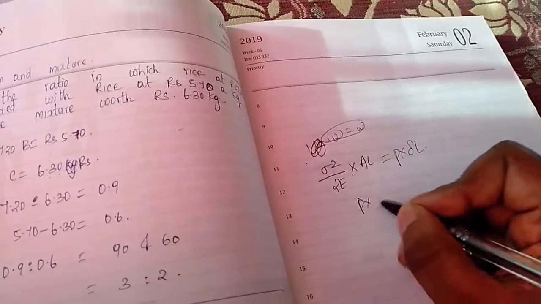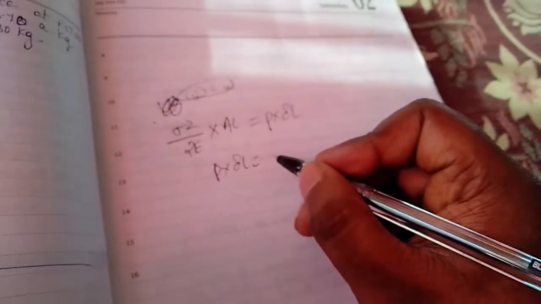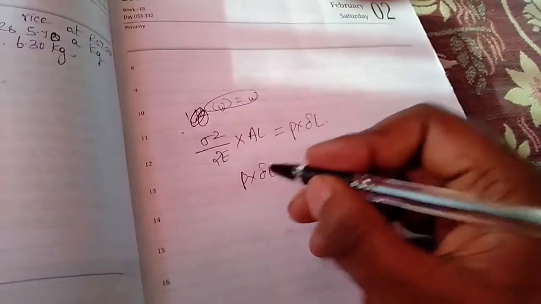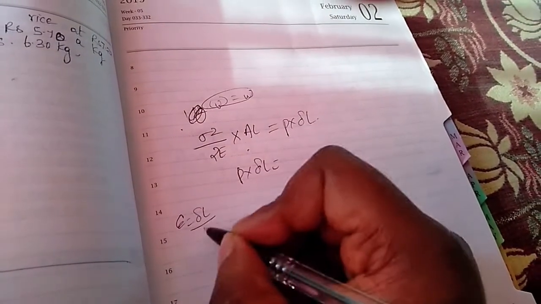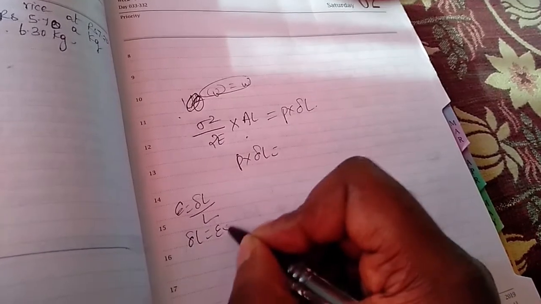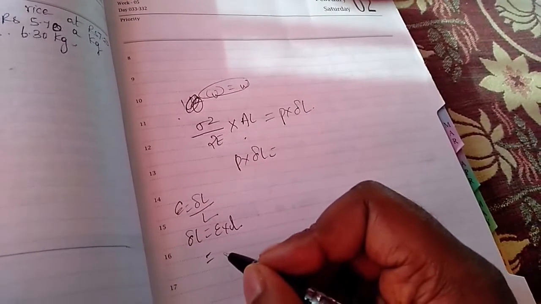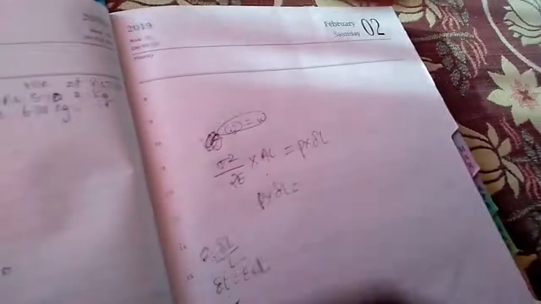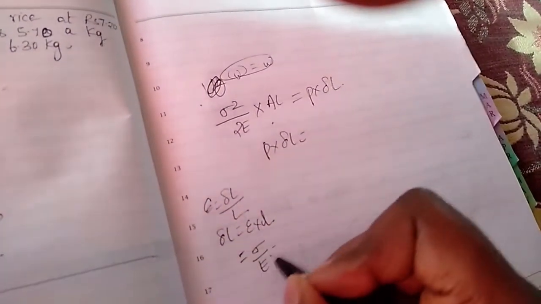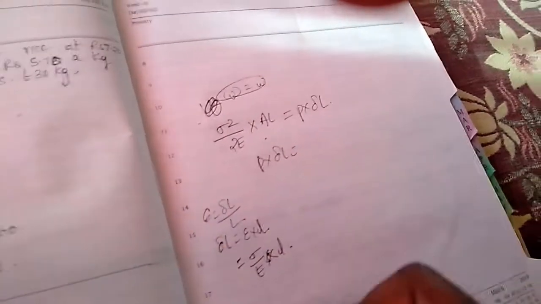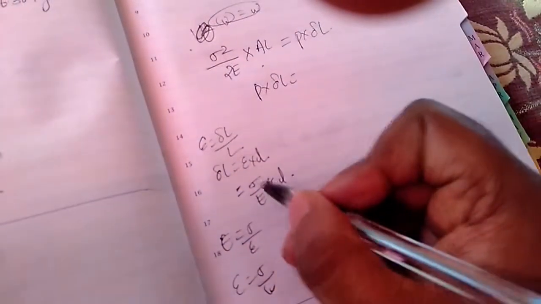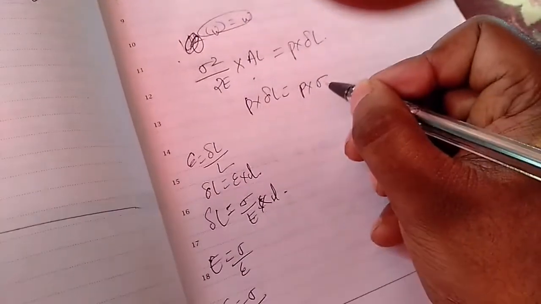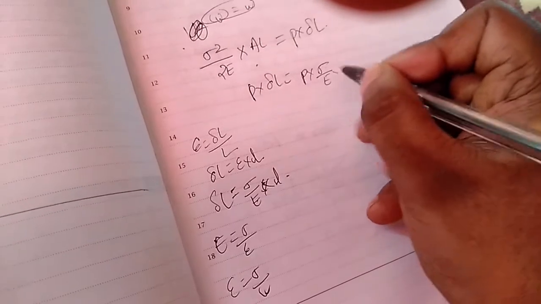This P into dou L we can write like this. Dou L is nothing but what? Strain is equal to dou L by L, so dou L is equal to strain into L. What is strain? Strain is nothing but sigma by E, from the modulus of elasticity, E is equal to sigma by strain. So you can write dou L as sigma by E into L. So here we can write P into sigma by E into L.